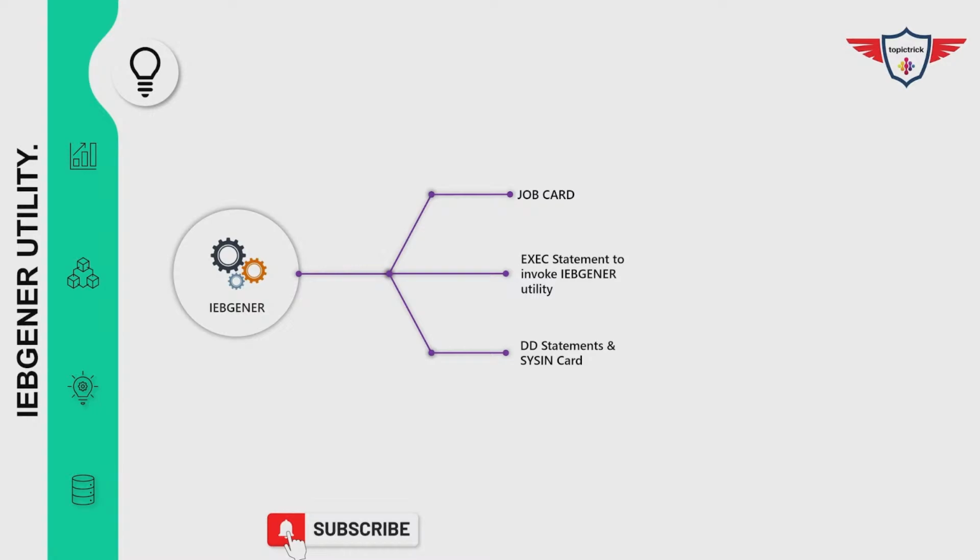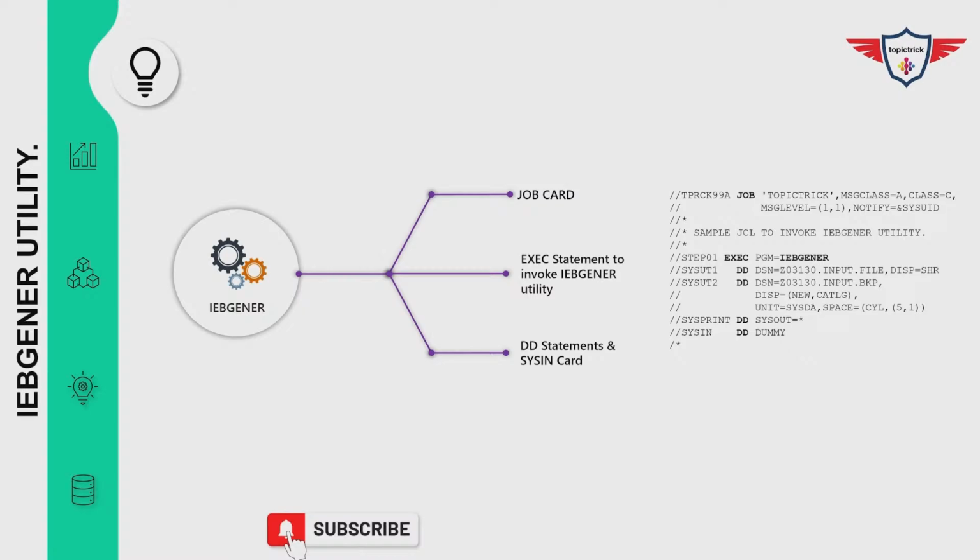After that, you need a couple of DD statements and SYSIN card that is required in case you are doing reformat, and in case you are not doing any kind of reformat, then you need to specify SYSIN as dummy. So here's a sample JCL that outlines how an IEBGENER utility is used to take backup.